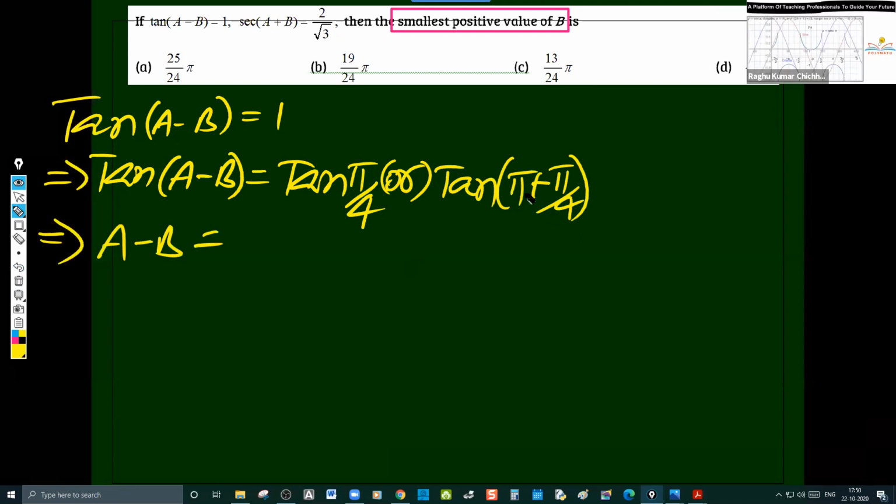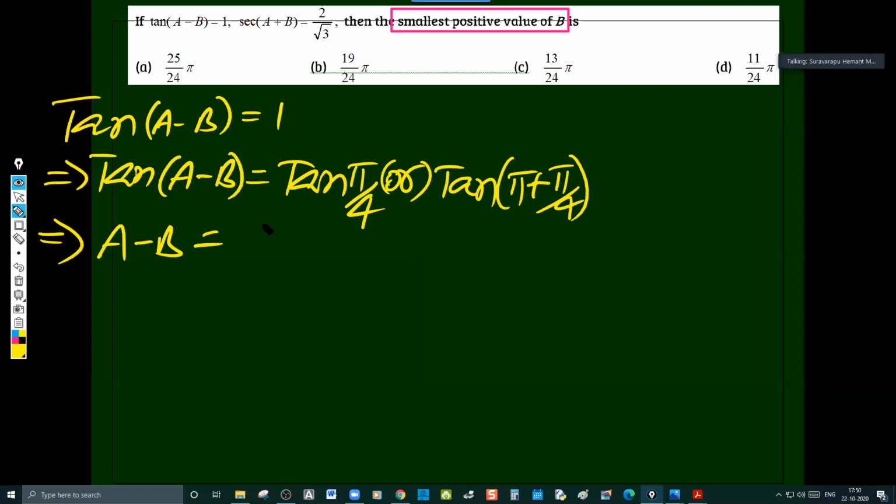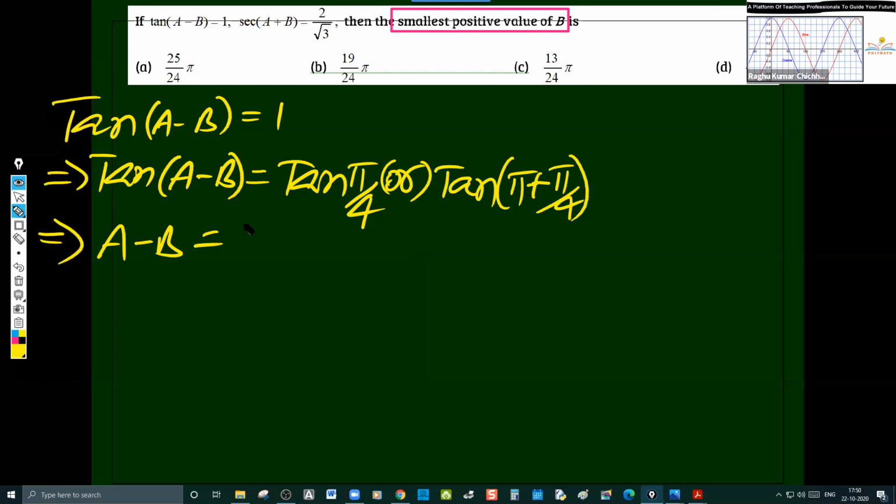Do you understand what I wrote there? Tan of pi plus pi by 4. Yes, sir. How and why? Because in the third quadrant, tan is positive, you know. So 1 is given to be positive, so this may be lying in the first quadrant or third quadrant. Nothing is mentioned. That is why we are writing both. So A minus B is equal to pi by 4 or 5 pi by 4. You got two values now for A minus B.